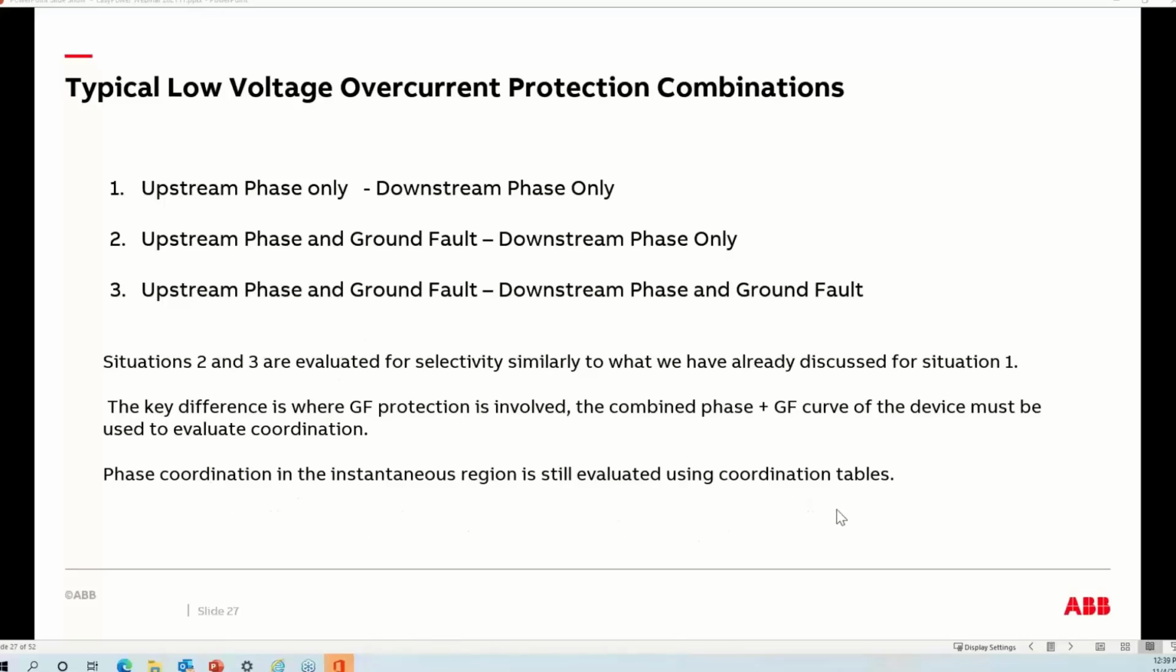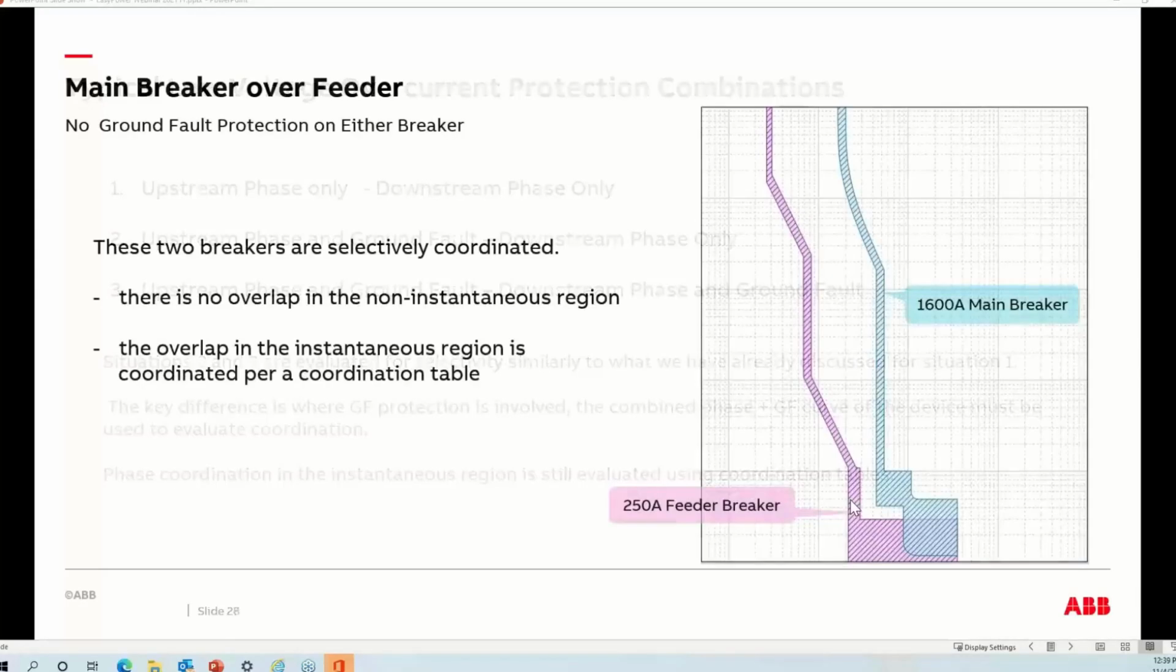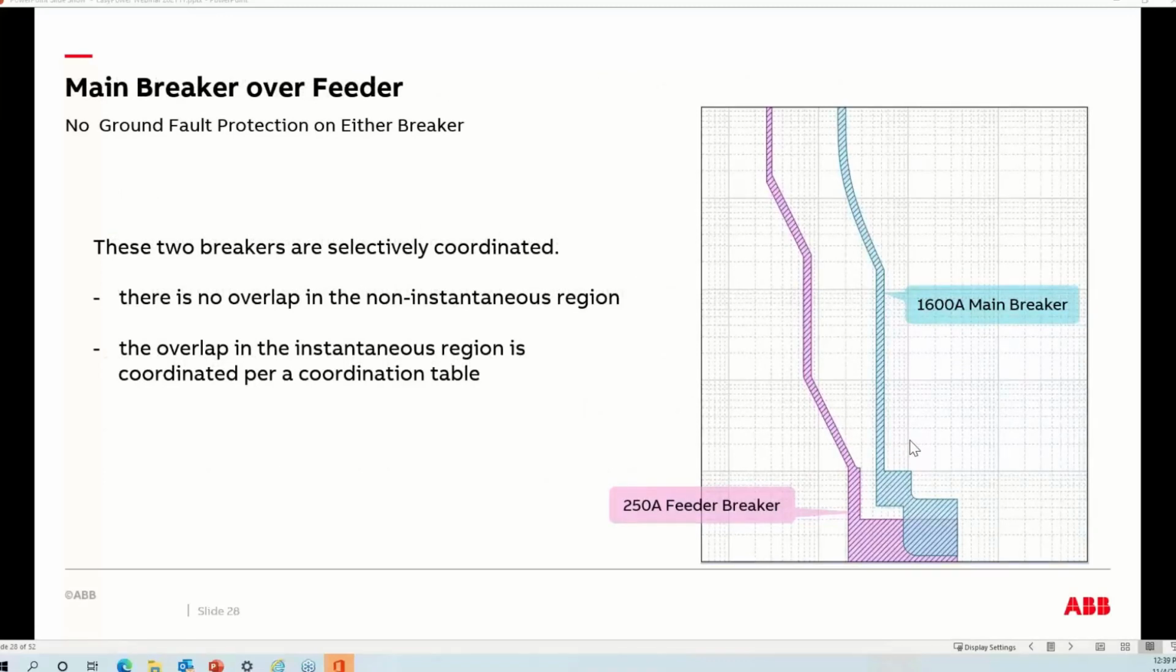Overlap in the instantaneous regions of the phase protection, you're still going to coordinate that just as we've already discussed. So here's a simple example. Again, I'm leaving out numbers and settings to just focus on the concept. This happens to be a 1600 amp main with, say, a 250 amp feeder sitting on the same bus. There's no overlap in the non-instantaneous region, so I know I have at least 0.1 coordination. And when I check the coordination tables for this specific breaker pair, I can determine that they coordinate in the instantaneous region. So these two breakers are coordinated.